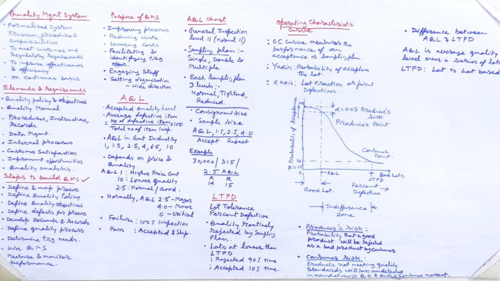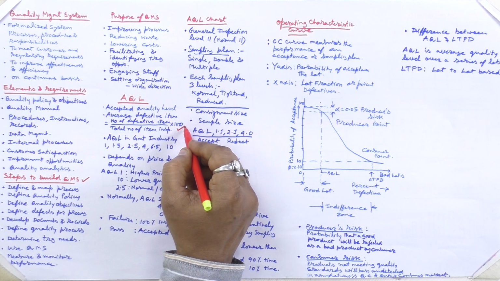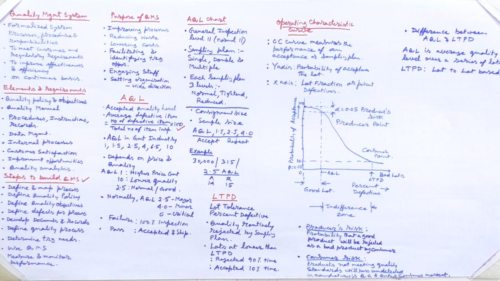Now how to calculate the average defective item? There is a formula to calculate it. That formula is: number of defective items divided by total number of items inspected, multiplied by 100. In that fashion we can get the idea of the accepted quality level. Now what AQLs are followed in the garment industry? Normally AQL varies product to product. AQL can be 1, 1.5, 2.5, 4, 6.5 and 10, but all will depend upon what the price of the garment is and what quality we are targeting. Based on that, the AQL level will be decided.